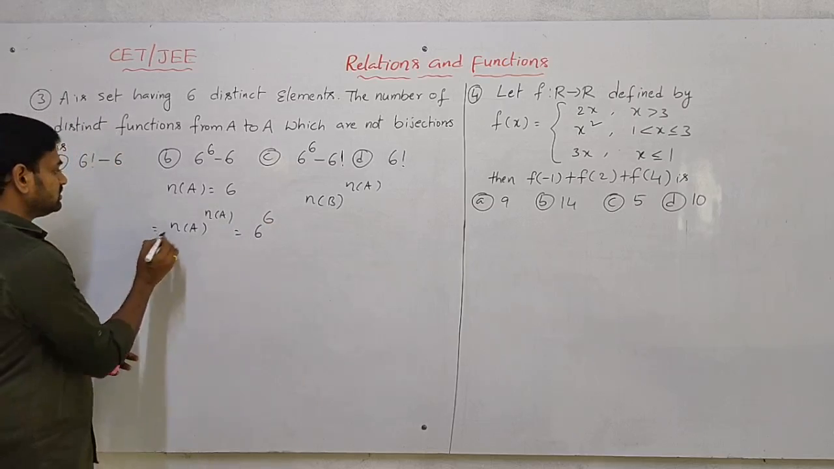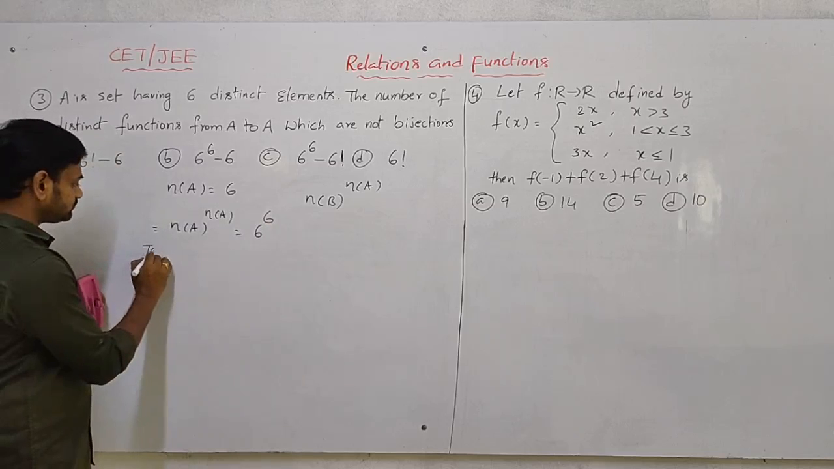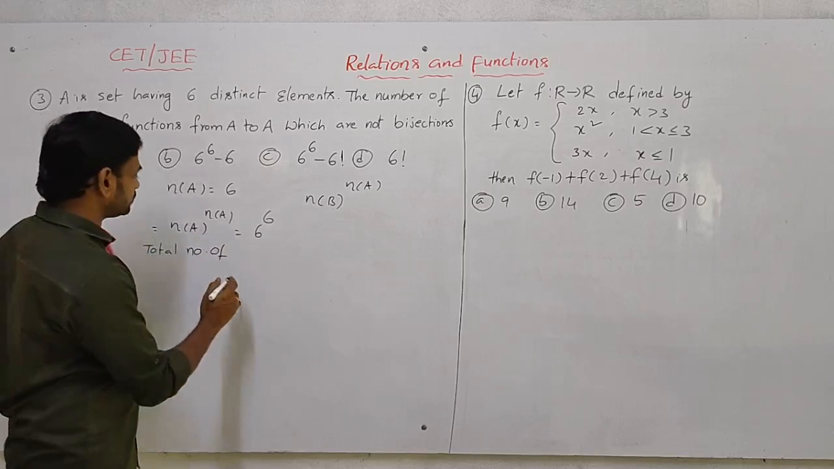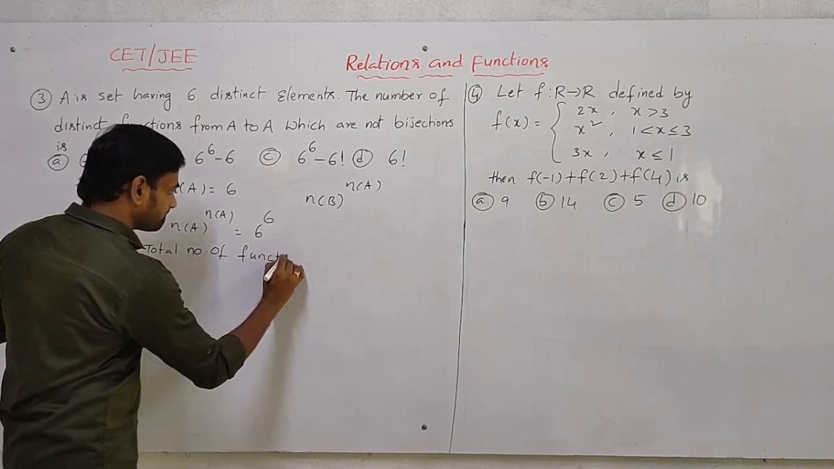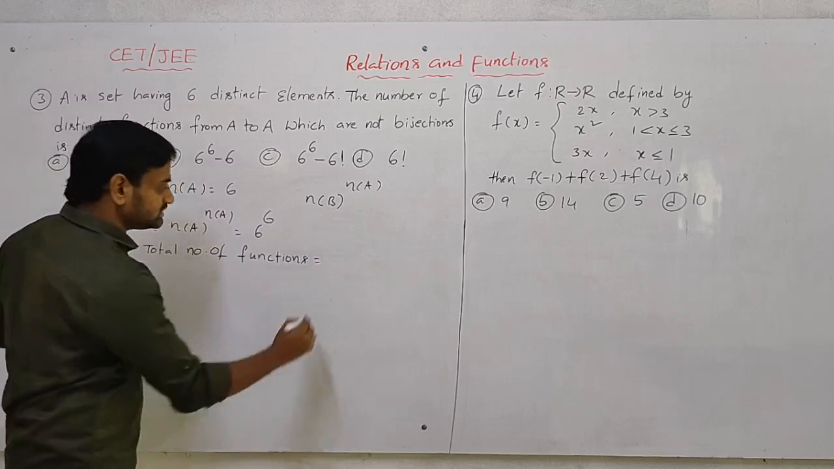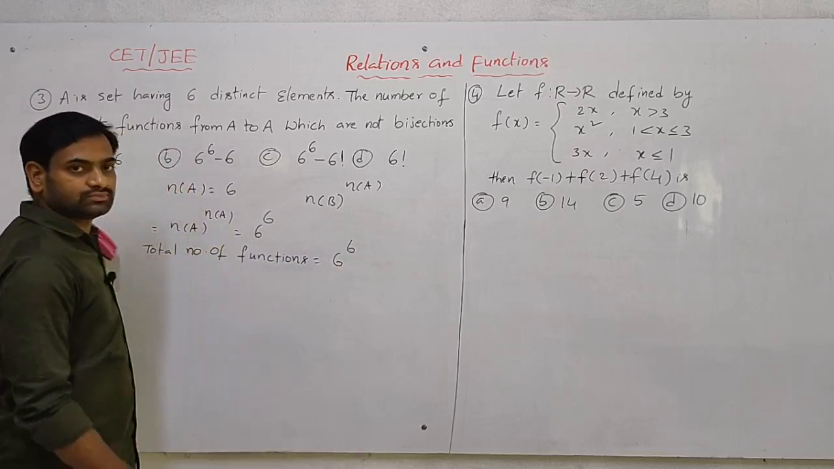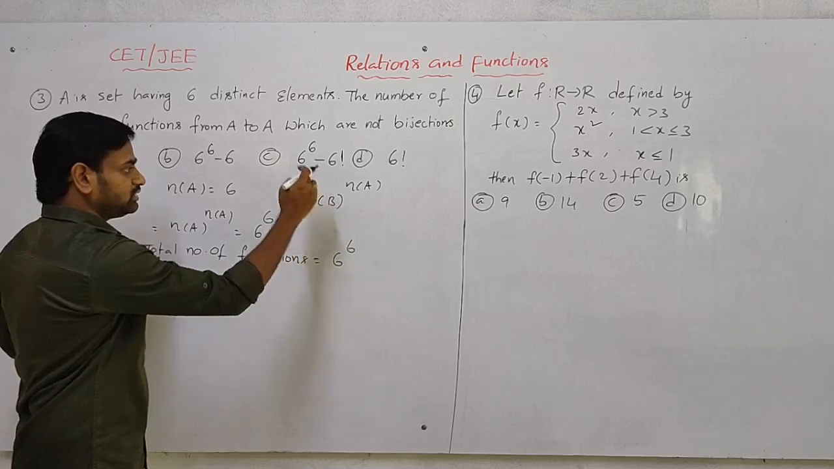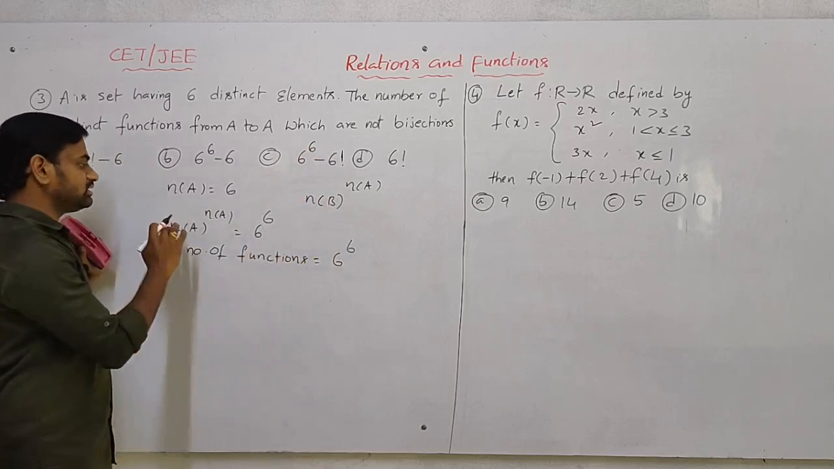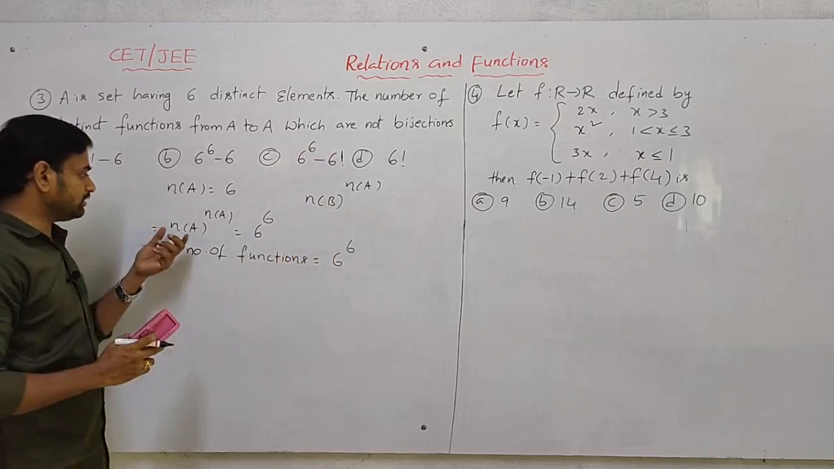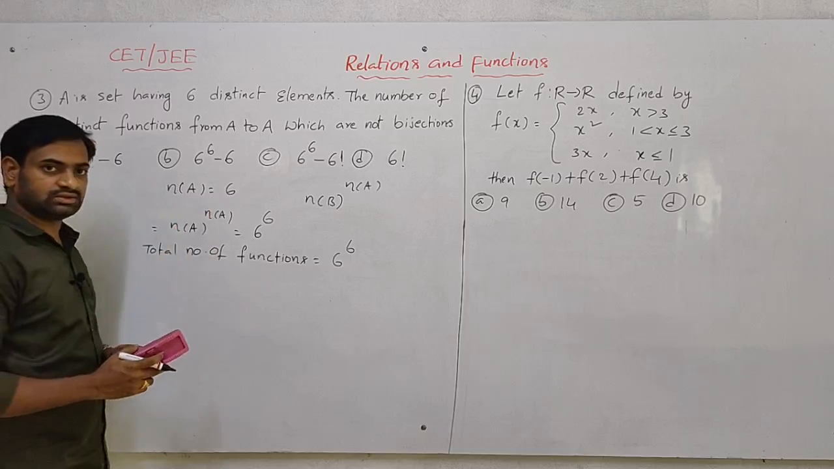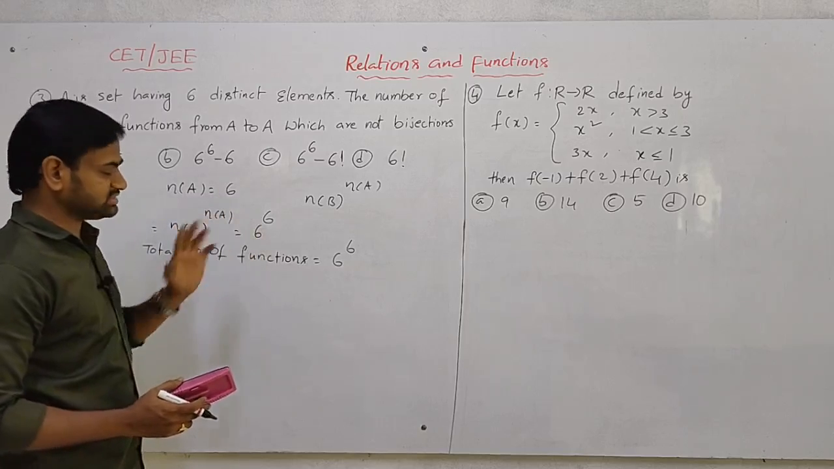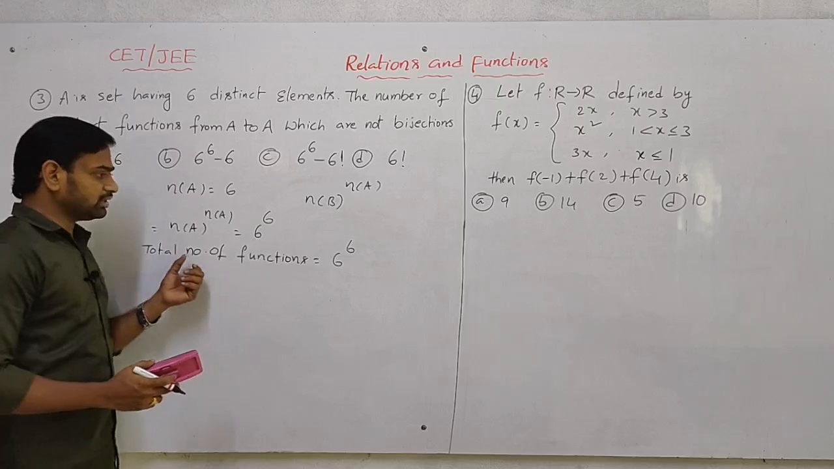Total number of, not relations, functions. Total number of functions are 6 power 6. So the number of functions from A to B are n of B whole power n of A. Here both sets are A only. So the number of functions from A to A is n of A whole power n of A, and n of A contains 6 elements, so 6 power 6. That is the total number of functions.